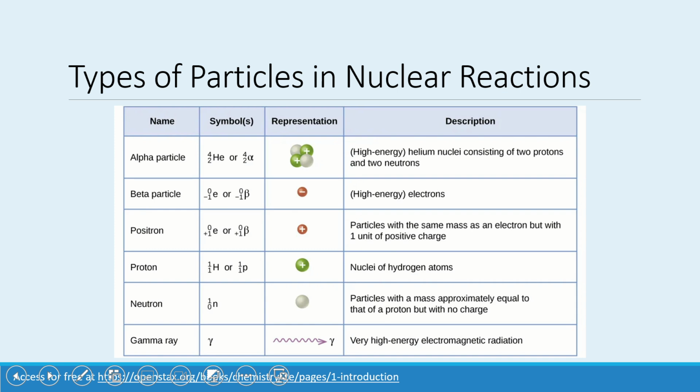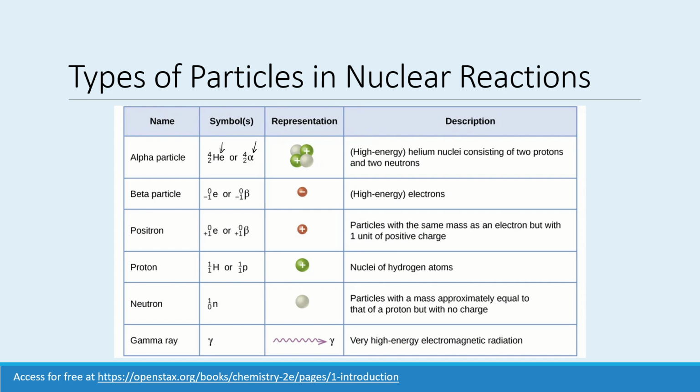There's the alpha particle. So the alpha particle is going to be a helium atom. And the alpha particle technically has a positive 2 charge, but we don't worry so much about the charge when we're looking at nuclear reactions. So that alpha particle could be represented by the element symbol for helium, or you could see the actual alpha symbol. And so it has a mass number of 4, meaning that it has 2 neutrons and 2 protons. So this is a high energy helium nuclei.